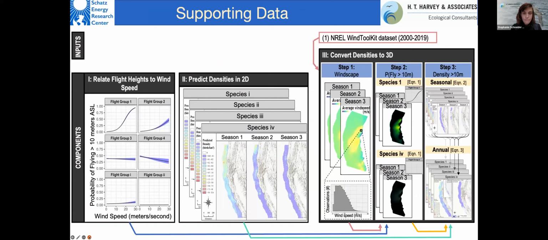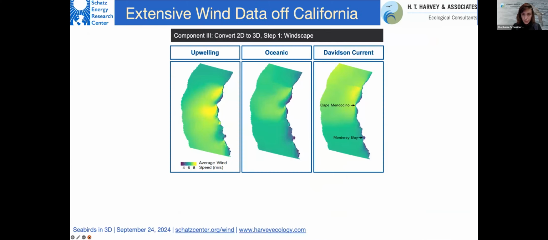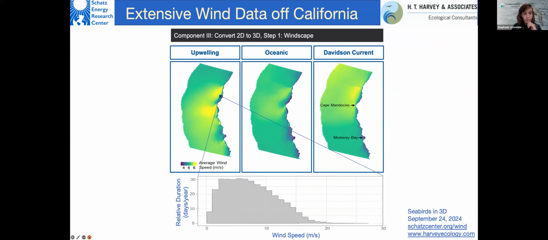Finally, for component 3, our input was the wind toolkit dataset that Eli had mentioned. I'm going to briefly cover it. It's a 20-year average wind speed, measured for our purposes at turbine hub height off of California at all those locations. Basically, what we do for each location is generate a histogram of all the wind speeds that have been experienced based on 15-minute binning across that 20-year period, and that goes into the model.